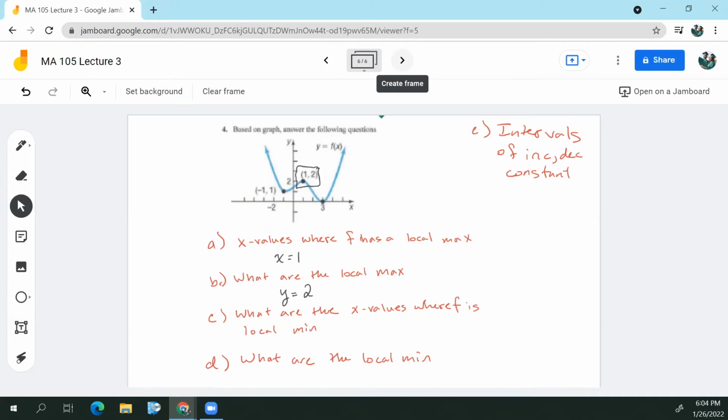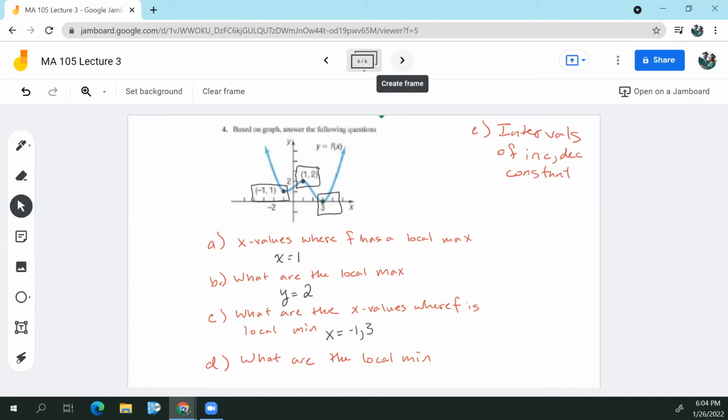What are the x values where f is a local min? Well, we got 2 of them here, right? We've got this local min and this local min. So we're going to say that x could either be -1, or it could be 3. Once again, we're on page 23 of the book. You're looking along with us on that.